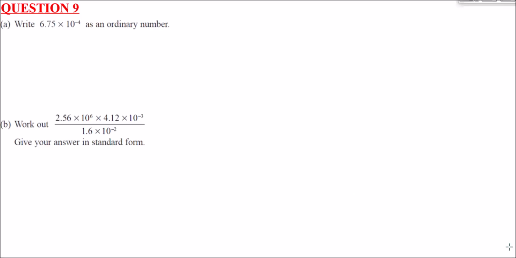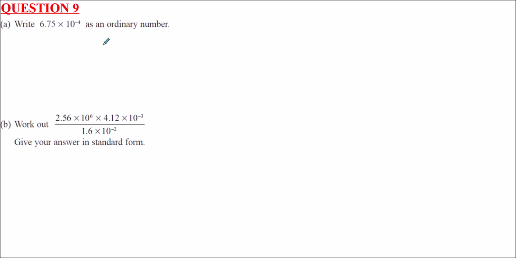Question 9 is standard form. So we need to write 6.75 multiplied by 10 to the minus 4 as an ordinary number. I'm going to show you how to do it without using a calculator because ideally you should know. If we have a number in standard form raised to a negative power of 10, the quick trick here is that the number after the minus in the power is simply the number of zeros before the first non-zero digit.